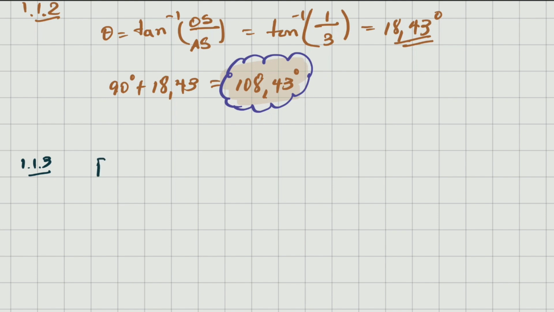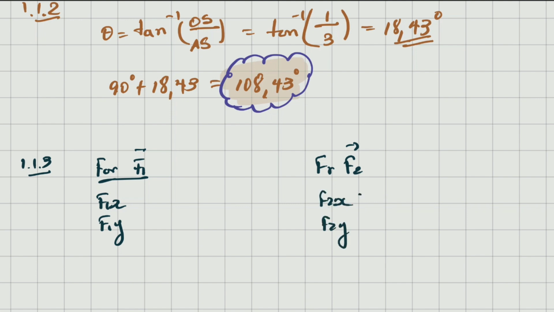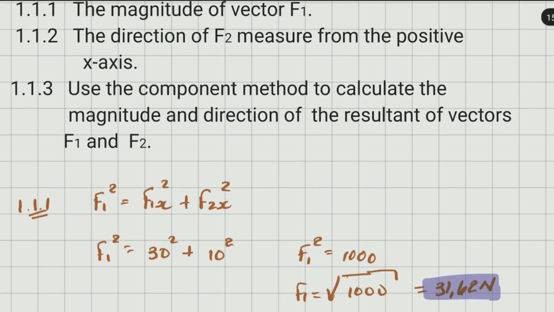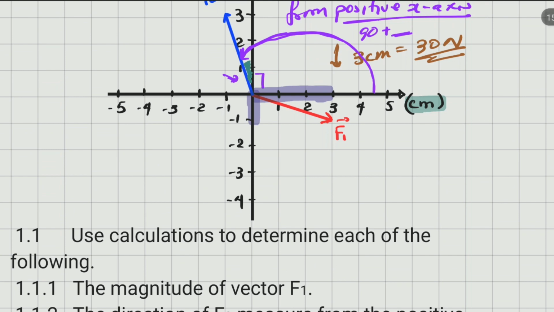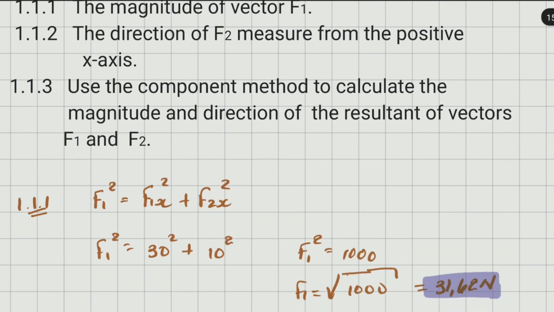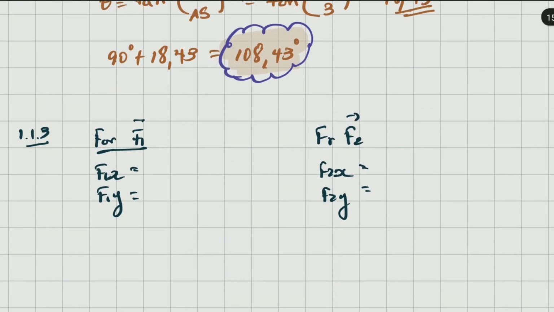So for F1, we need F1 in x and F1 in y. For F2, we need the same. We need F2 in x, and we need F2 in y. But they are given to us. It is in the graph, in the Cartesian plane. As you can see, all those components are given. So I'm just going to write it here. So here is the answer. Those are given to us.